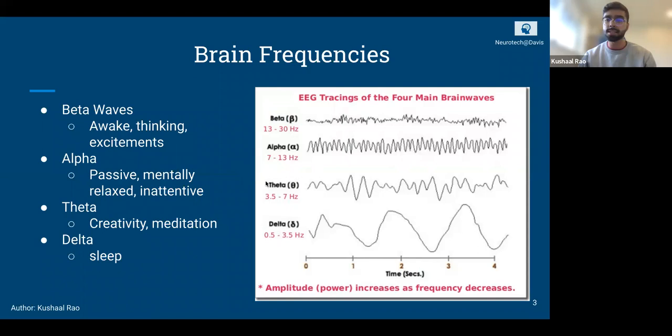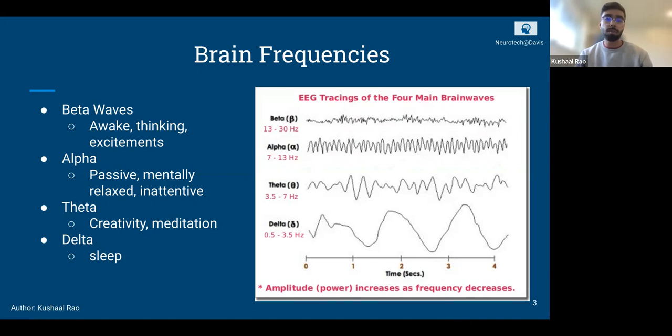And delta, I guess, is the slowest wave that occurs in the brain, and you can really tell that there's very little activity going on. And so you only see delta waves when you are in deep sleep. So we have these types of frequencies that can be categorized in different bins in terms of their function.